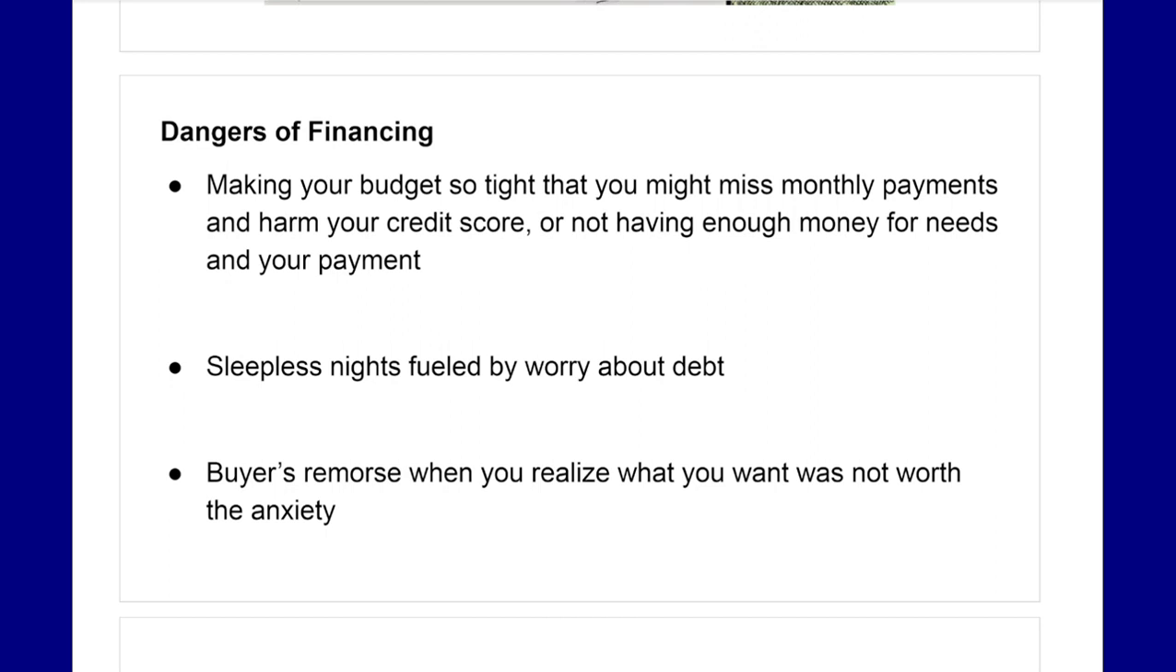Buyer's remorse. When you realize what you wanted was not worth the anxiety, was not worth the extra payment. With financing, chances are you might be paying more than if you just bought the item outright. If you have it over time, or you go back to that TV example, you're paying for it for 30 years. After 10 years, it might break. It might not even be up to date anymore. So you might get buyer's remorse if you're still paying it off over a long period of time.